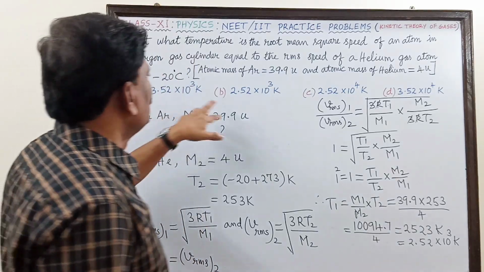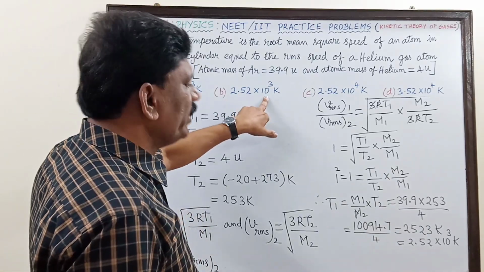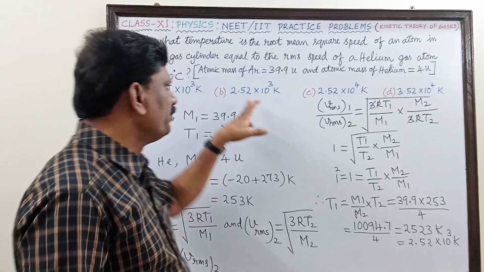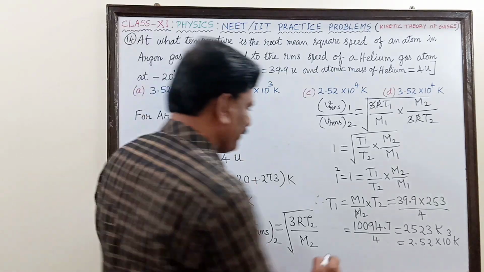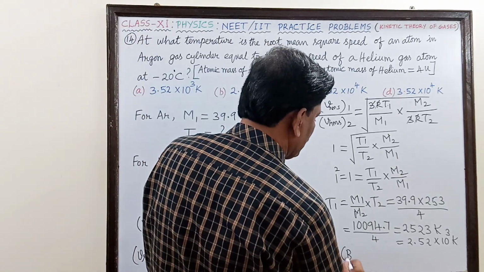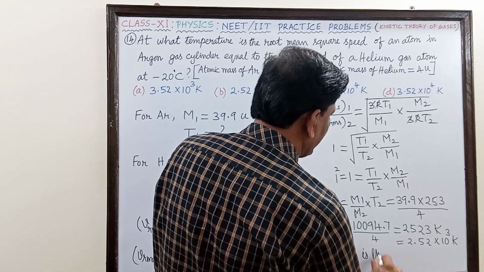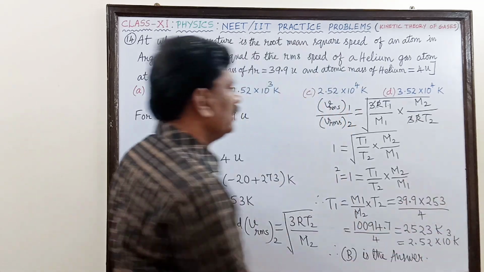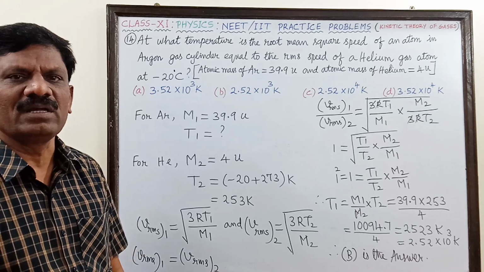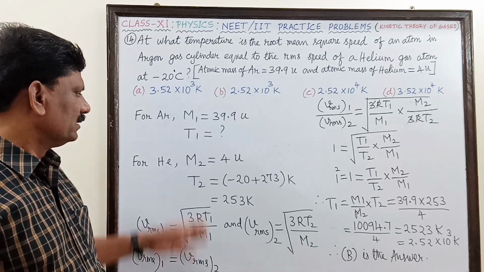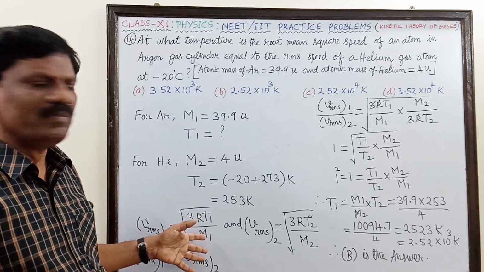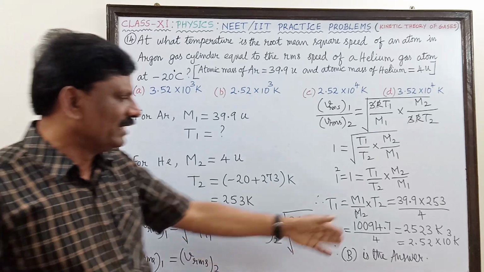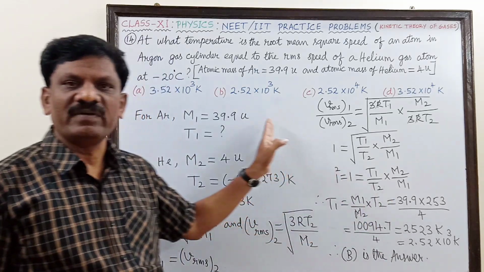So this is 2.52 into 10 power 3 Kelvin. So option B must be the correct answer. Therefore, option B is the correct answer. This is a very simple problem. If you remember the formula, we can substitute and find the correct answer. I hope you have understood well. Fine.